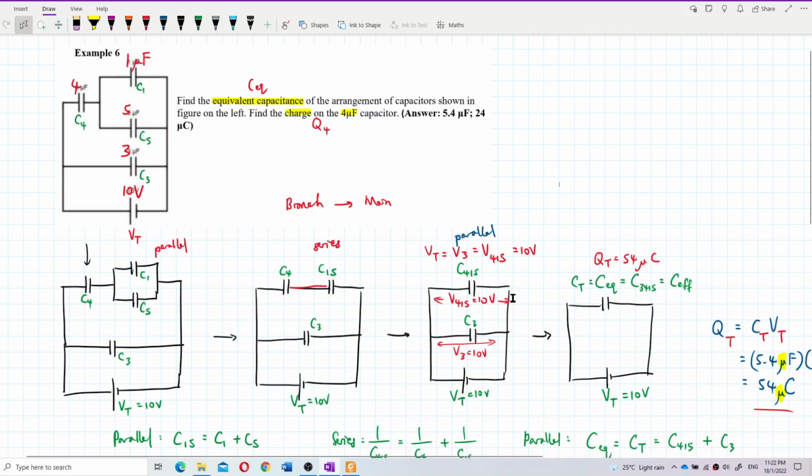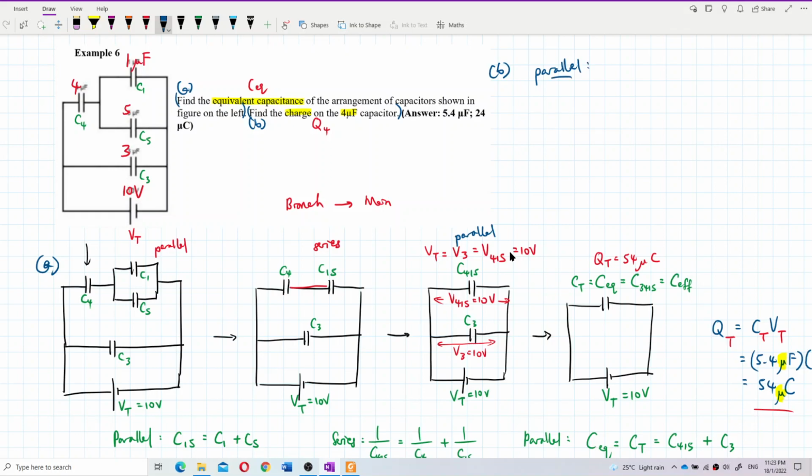Understand? Because the V total is equal to V3 equal to V415, all of them have 10 volt. So we can say V415 is also 10 volt. That's very important. Maybe you write it over here first, because parallel circuit. Now this was part A for the first question, and now this is part B for the second question.